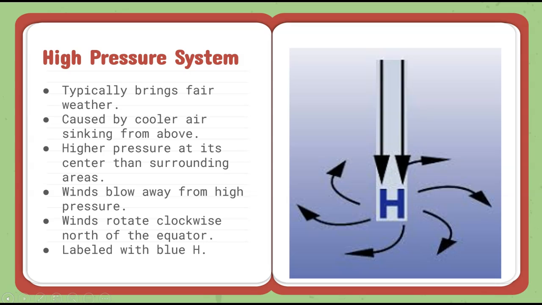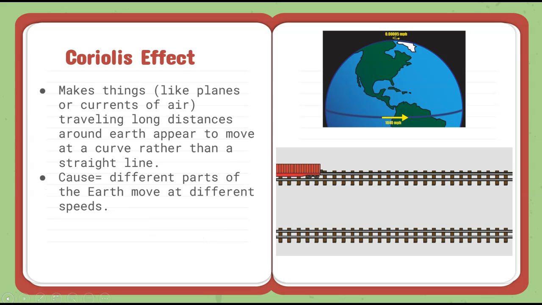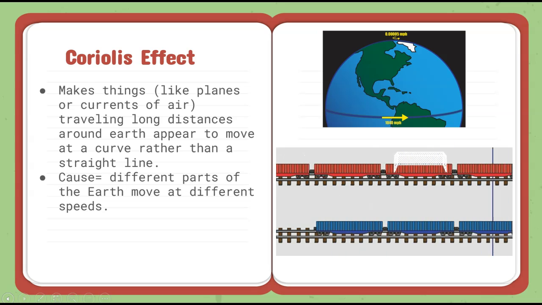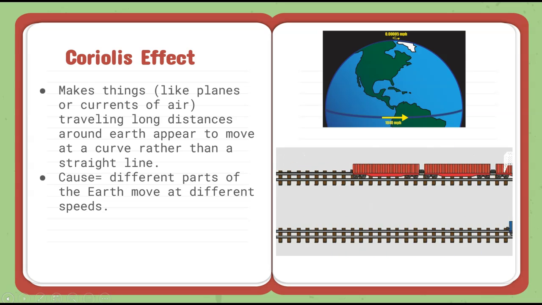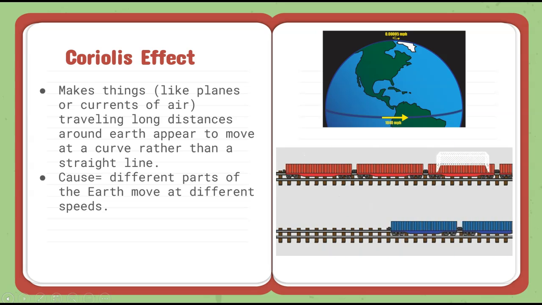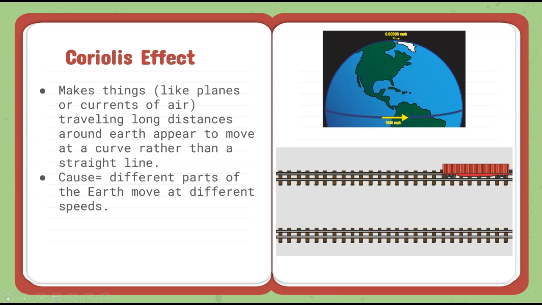Now, what we're going to do is talk about why these winds curve in high and low pressure systems. Why does it appear that they curve? And that's simply because of something called the Coriolis effect. You will be watching a video and doing some reading next in this lesson on the Coriolis effect. So I'm not going to go into too much detail here, but just enough for your notes.